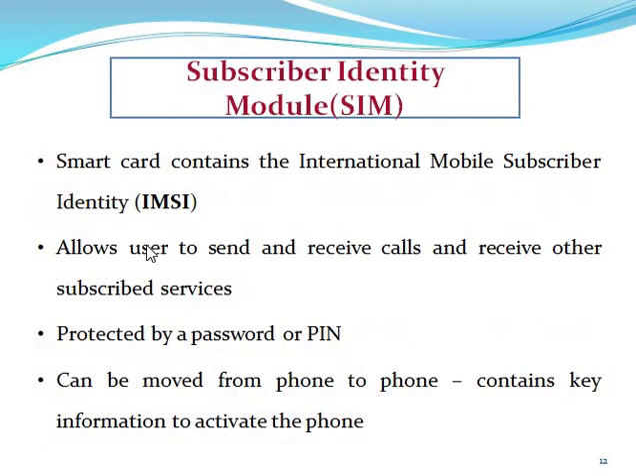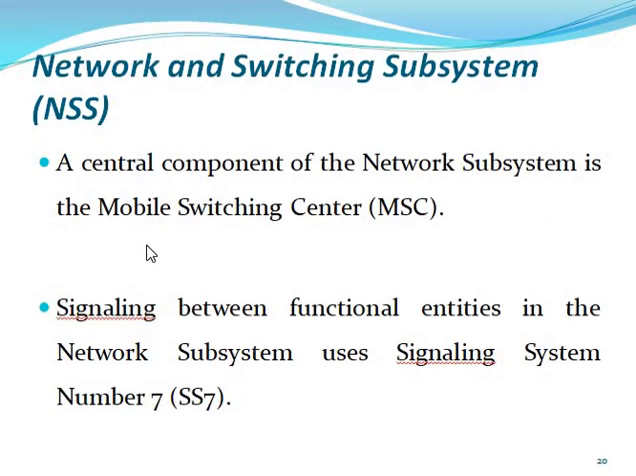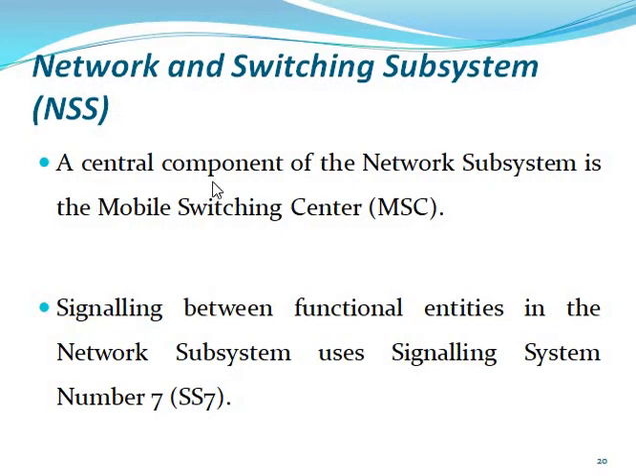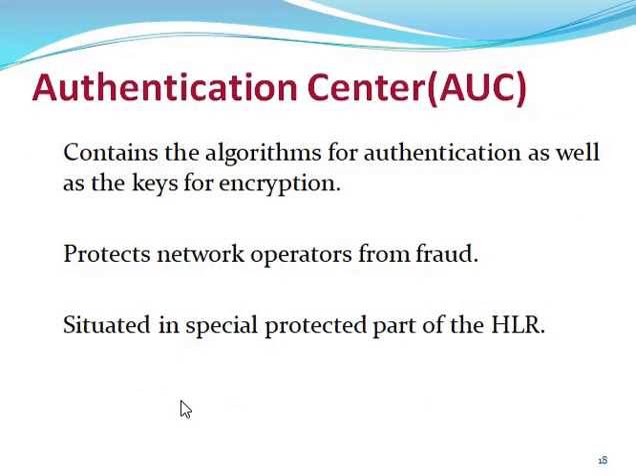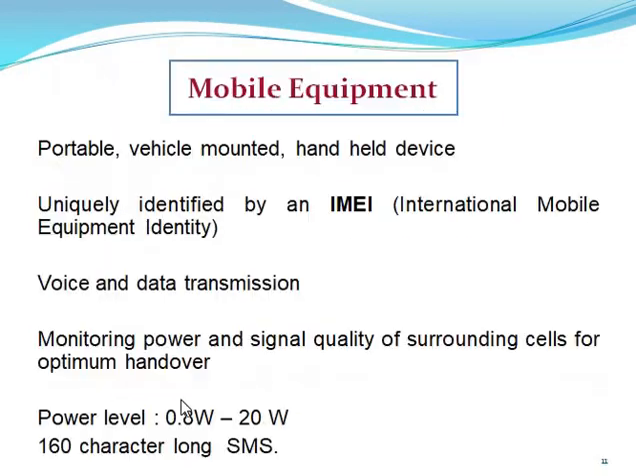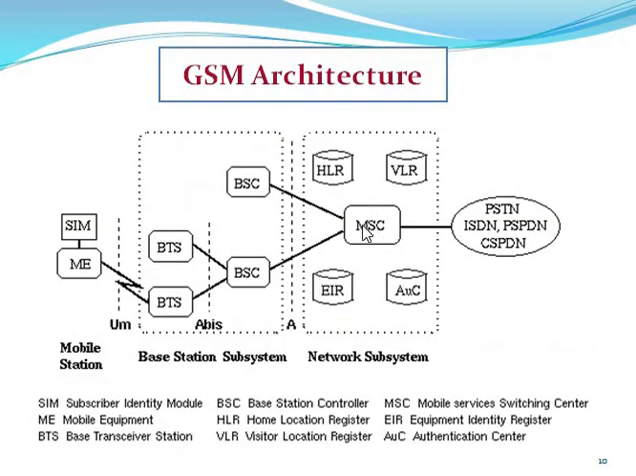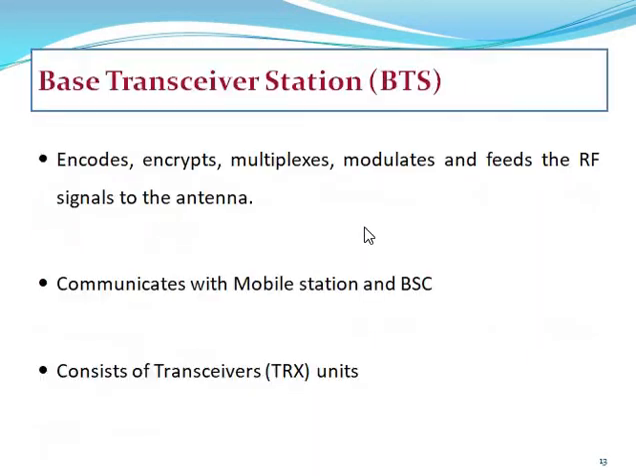Now we can look at the next topic, the network and switching subsystem. The central component of the network subsystem is the mobile switching center. Signaling between the functions of the entire network subsystem uses signaling system number 7. So this is the authentication. The mobile services switching center is used for a particular number of PSTN numbers and all the switching numbers, which is the network subsystem part.